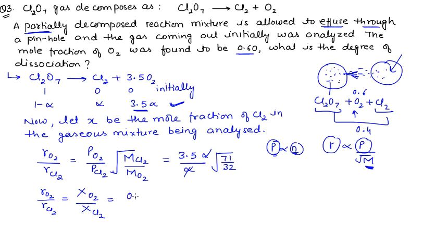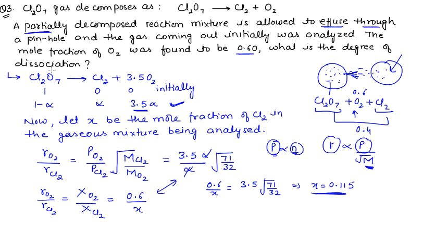The mole fraction of O2 is 0.6, of Cl2 we have assumed to be X. Now these two terms can be equated because both are giving you the same expression. So after solving this, that is 0.6 by X is equal to 3.5 root 71 by 32, we get the value of X is equal to 0.115. Okay, so this X is equal to 0.115 is actually the mole fraction of Cl2. Mole fraction of O2 is 0.6.